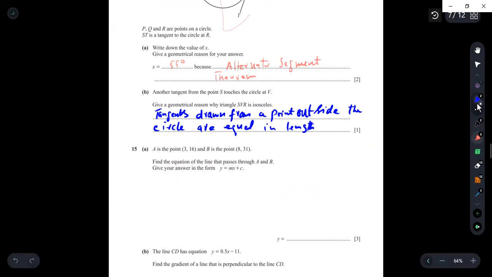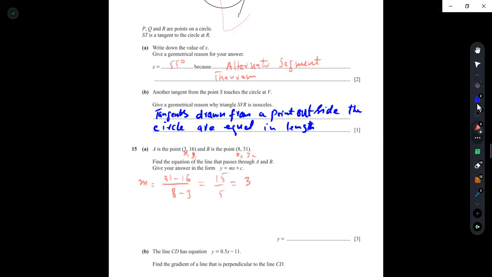The gradient from 2 points can be found by using the formula m equals y2 minus y1 over x2 minus x1. This is our first point, we can call x1, y1, and this x2, y2. So y2 minus y1, 31 minus 16, over x2 minus x1, 8 minus 3. It's 15 over 5, 3. So the gradient is 3.